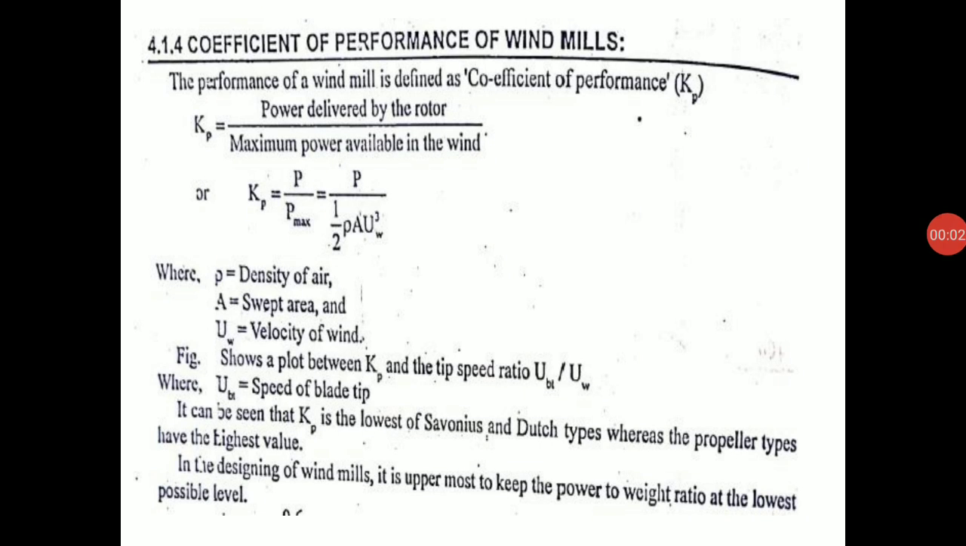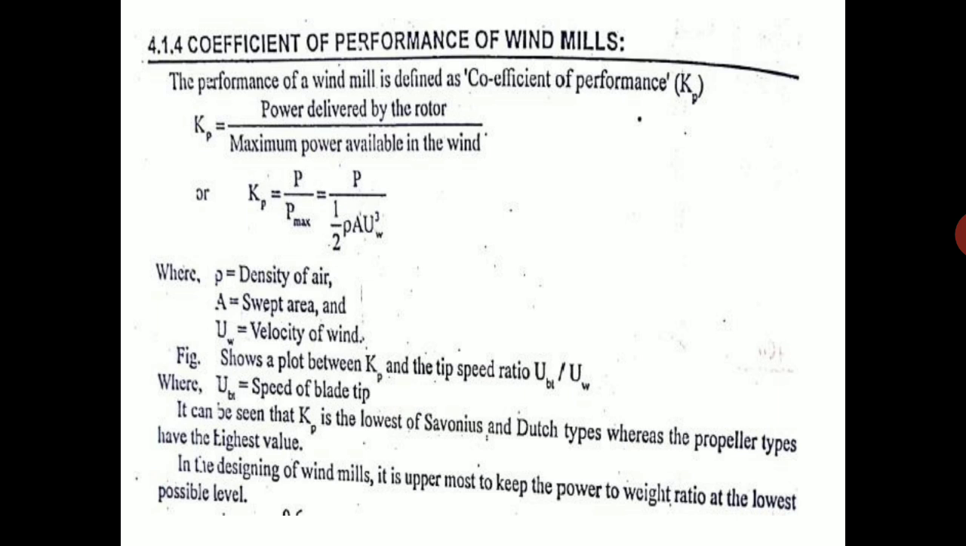Hello students. Now we shall look at the coefficient of performance of windmills. If we use the term Kp, coefficient of performance for a windmill, this is equal to the power delivered by the rotor, that is the actual power which is delivered, divided by the maximum power which can be delivered based on the wind. So actual by ideal. So this is Kp, that is P divided by P max.